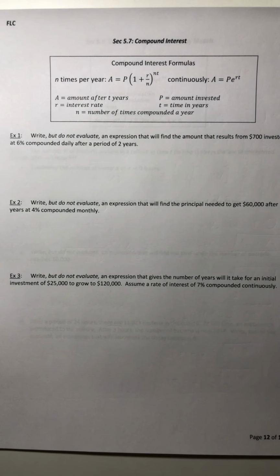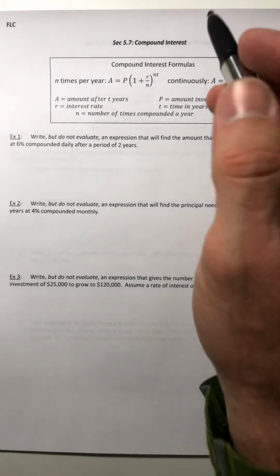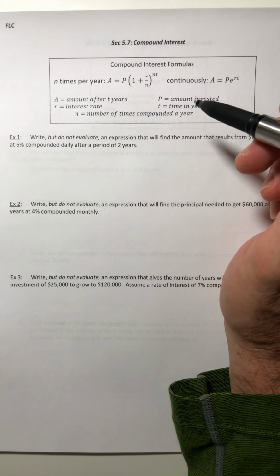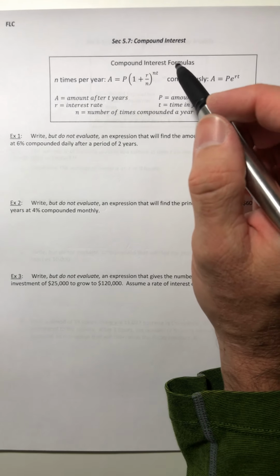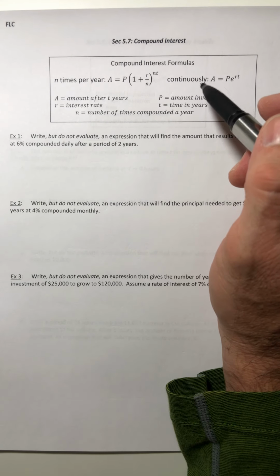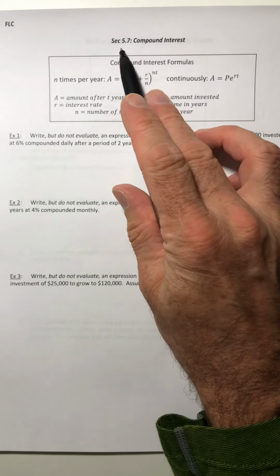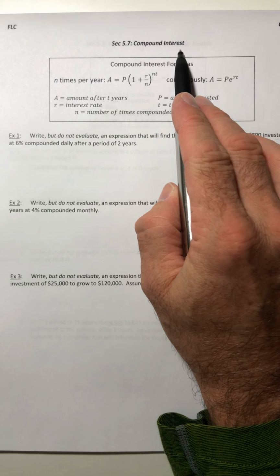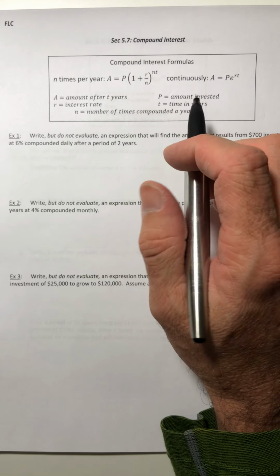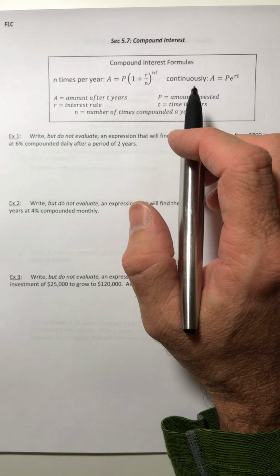All right, we are almost done with the chapter. We just have to do sections 5.7 and 5.8, which are really similar to each other. It just has a different angle or different approach to them, or types of problems. So 5.7, we're just looking at compound interest and specifically interest relating to money problems.